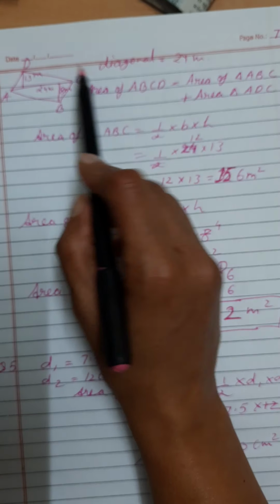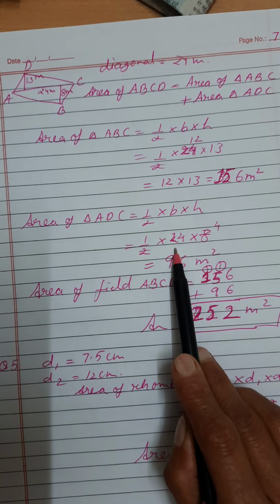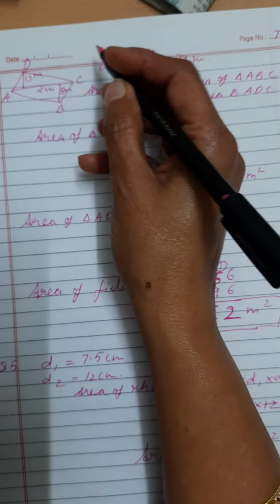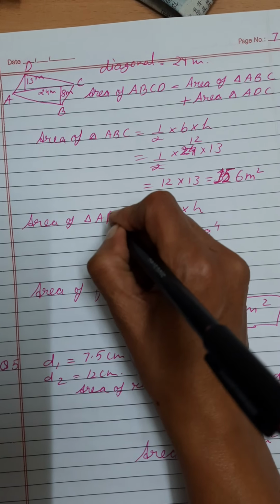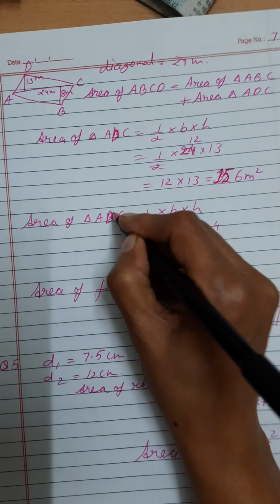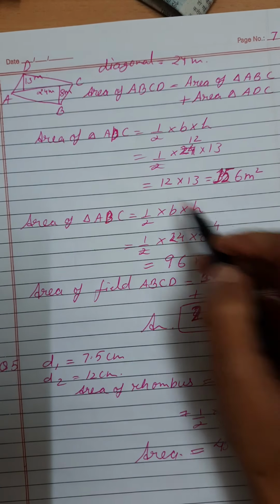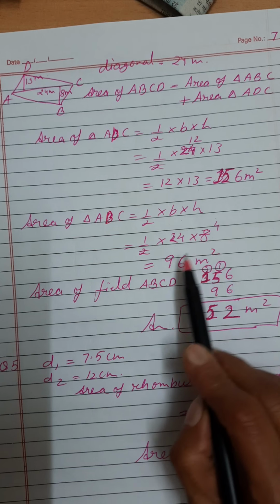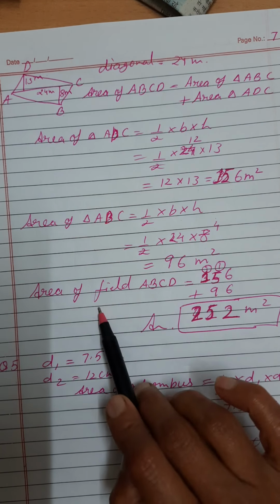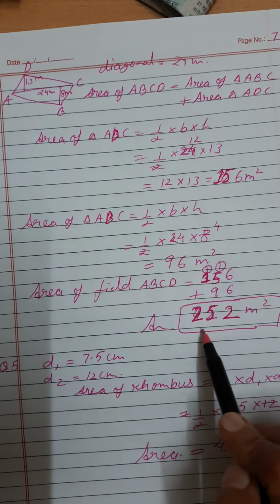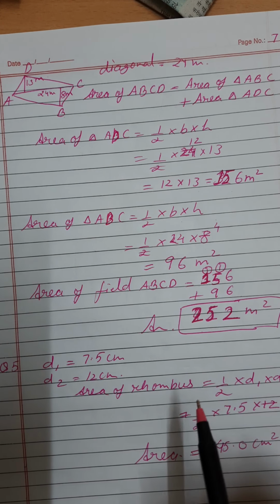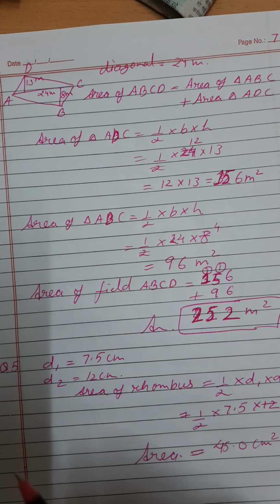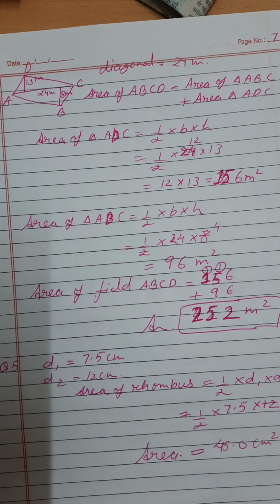Now in a similar way, let us find the area of triangle ADC. Half multiplied by 24 multiplied by 8. Sorry, this will be ABC and this will be ADC. ADC will be half base multiplied by altitude, because here the altitude is given 8. So half multiplied by 24 multiplied by 8 will be 96 square meter. So the area of the field ABCD will be 156 plus 96, that is 252 square meter. Sometimes when a quadrilateral is given, you must join the diagonal. You should draw the diagonal and divide it into two triangles.